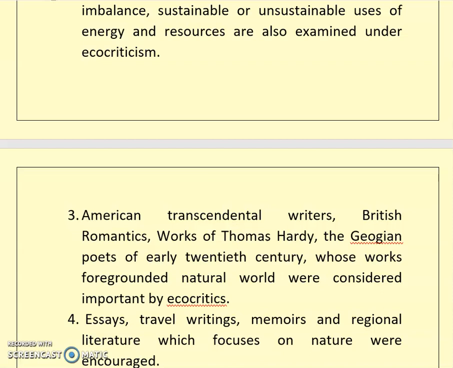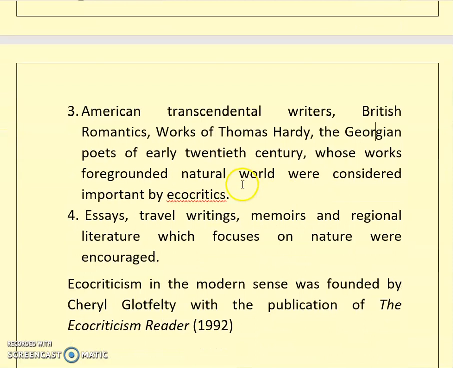Then American transcendental writers. That means the above mentioned writers like Emerson, Thoreau, Fuller, and others. These were American transcendental writers. British romantics like Wordsworth, Shelley, Keats, and others. Works of Thomas Hardy. The Georgian poets of the early 20th century whose works foregrounded the natural world were considered important by eco-critics. Then essays, travel writings, memoirs, and regional literature which focus on nature were also encouraged. So these were some of the activities of the eco-critics. They tried to find out the role of natural element in bringing about the literary work.